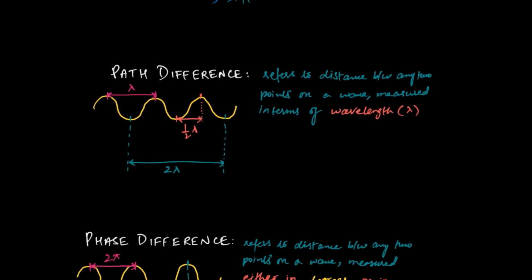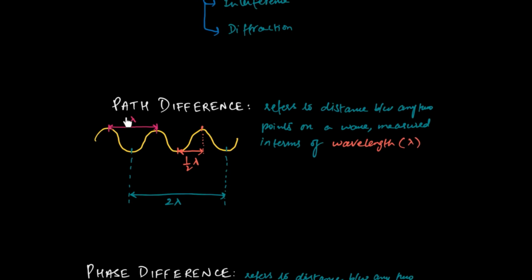So first of all, the path difference. What exactly is the path difference? Path difference basically refers to distance between any two points on a wave measured in terms of wavelength. So for example, if we say this is point A, this is point B, and they're 10 meters apart, and then point C, it is 4 meters away from A, something like that. So we say that it is a distance, right? Distance of B from A and C from A.